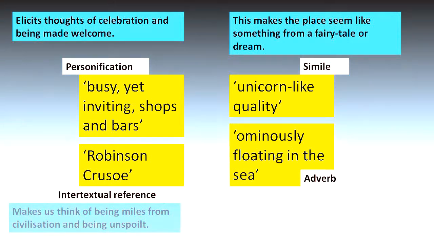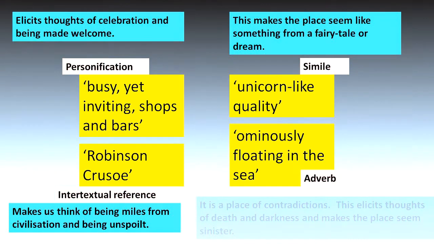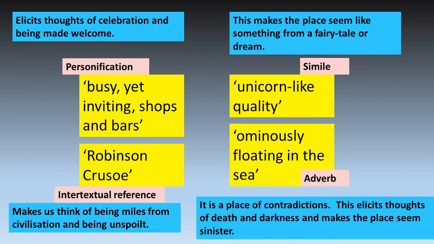We've got this intertextual reference to Robinson Crusoe. You might not be familiar with Robinson Crusoe, but he finds himself on a deserted island on his own, and it's an unspoilt paradise in many ways. So this makes us think of being miles from civilization and of this place being completely unspoilt. And then we've got the plastic bags that are ominously floating in the sea. So this is a place of contradictions. So this idea of something being ominous elicits thoughts of death and darkness, and makes the place seem sinister almost. There's a sinister quality to this setting.